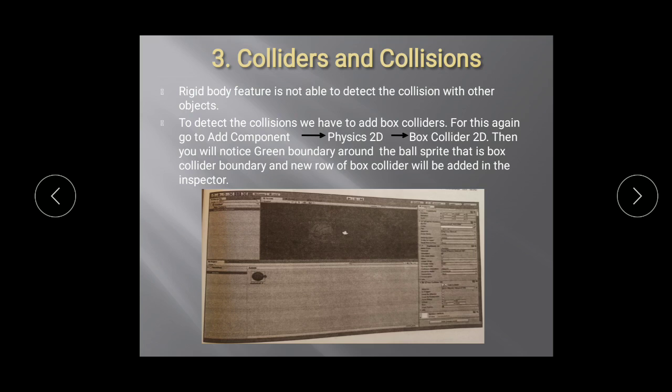And for this, again go to Add Component. You have to go to the Add Component option, because Sprite Renderer and Rigidbody 2D are added, and it has now come down. So in the Add Component option, you have to select Physics 2D again. In Physics 2D, you have to add Box Collider 2D. Box Collider 2D will be added, and you will notice a green boundary around your image. That means a new Box Collider row will be added into your Inspector.